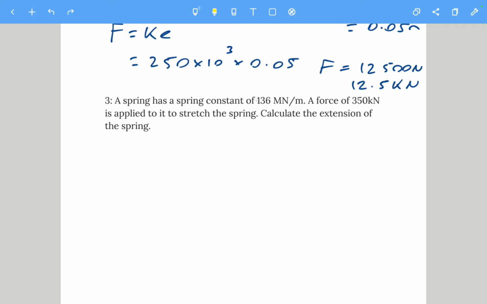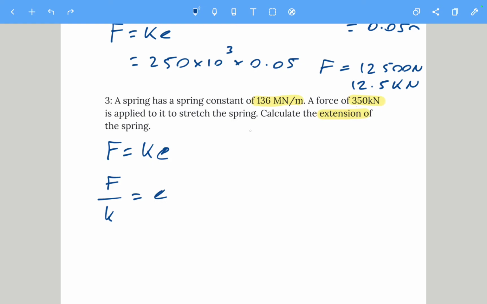So a spring has a spring constant of 136 meganewtons per meter, and a force of 350 kilonewtons is applied to it to stretch the spring. Calculate the extension of the spring. So we calculate extension. So F equals KE. We've got a couple of unit conversions to do. First of all, let's rearrange to get extension, make E the subject. So we need to get rid of a times K. So to get rid of a times K, we need to do the opposite on the other side, which is divide by K.